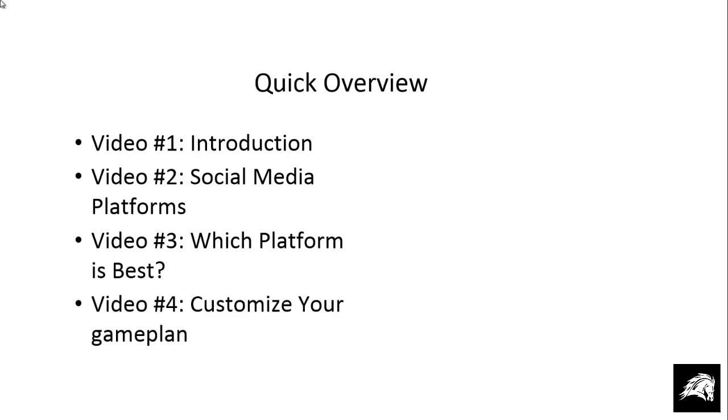So video number 4, we'll take all that information and show you how to customize your game plan. Once you've customized it, then in video number 5, we'll talk about how you can map it out. What we're going to do in that video is visualize by mapping it out, so that you can see what you need to do in order to automate the process.